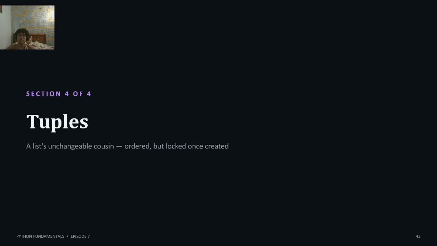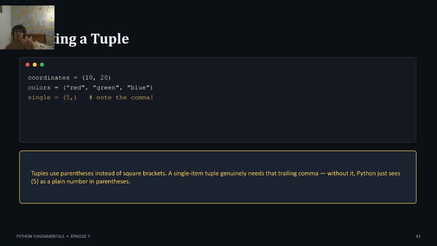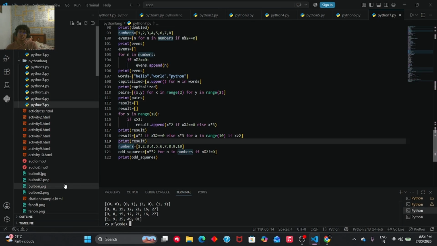The last section is tuples. See, now finally let's cover tuples. This is the unchangeable cousin. We can't just change it. It is immutable. Now moving to the first one. The first one is creating a tuple. Let's test this code.